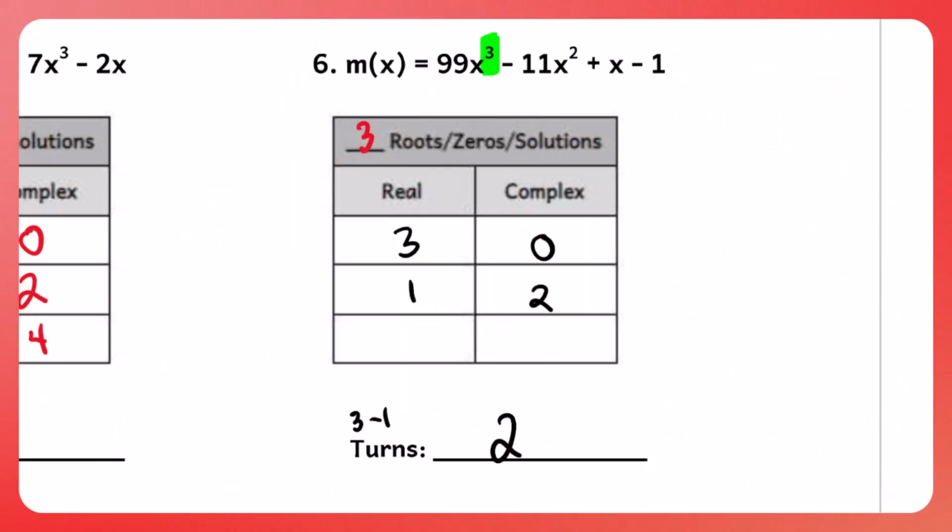All right, awesome sauce. How'd you do with this one? Hopefully you came up with 3 real and 0 complex, or 1 real and 2 complex. And that's all there is to this one.